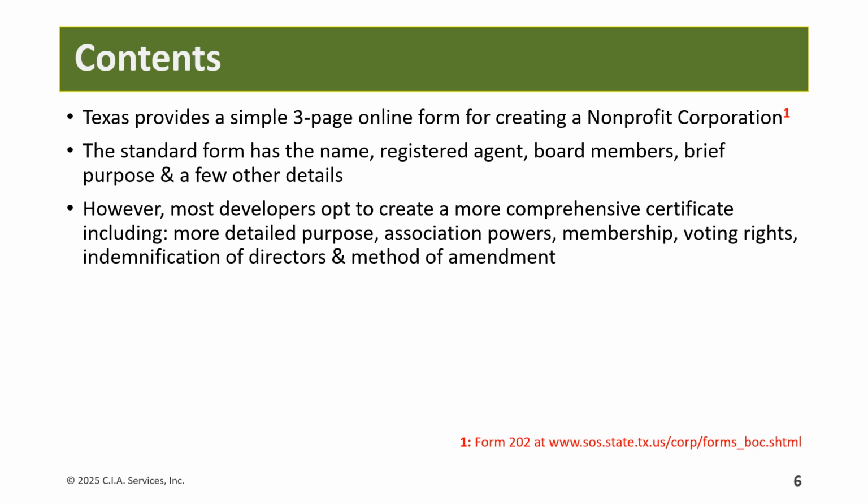Now, even though there's a standard form that's easy to fill out, most developers opt to create a more comprehensive certificate. That would include a little bit more detail about the purpose. It would list the association powers, maybe membership, voting rights, indemnification of directors, and a method of amendment. All of those things are optional from the state of Texas standpoint, but they're useful for the association's continuing operation.